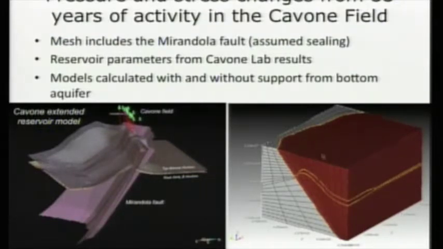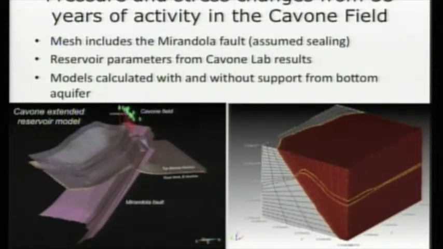Okay. On the right side, we see a 3D perspective of the mesh. So you can see between the yellow lines here, the reservoir, where the fluid is injected and produced. And you can see that the Mirandola fault divides the footwall from the hanging wall. Okay, so this is the structure, and we put in a realistic geometric curvature of the fault.